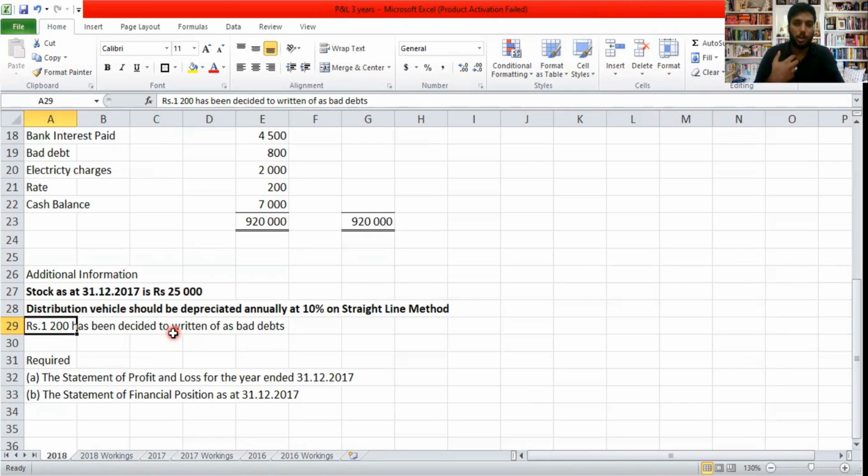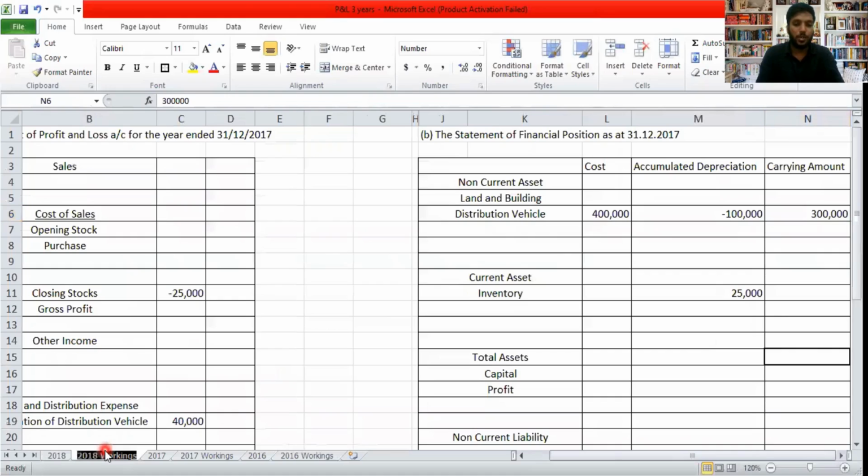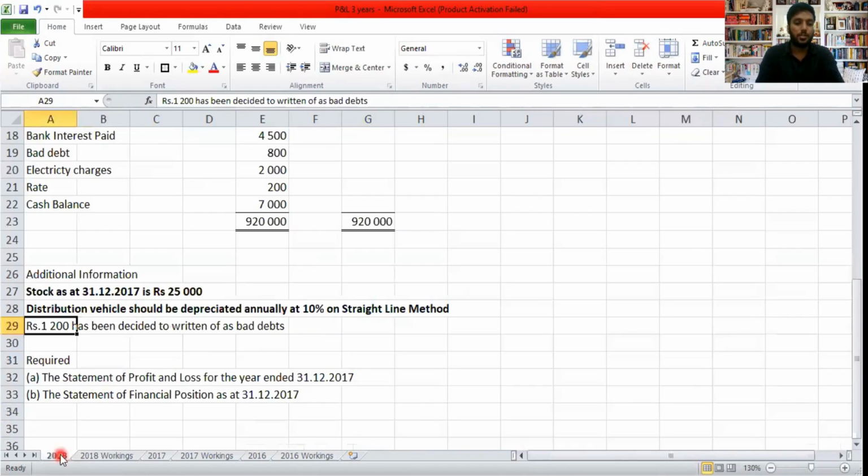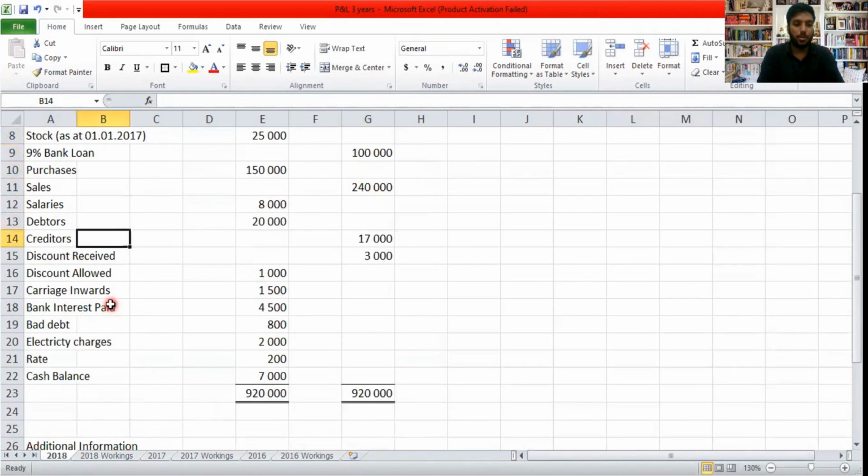So that money cannot be recovered, which means it is considered part of bad debt. So I'm going to consider this as bad debt. Where do I need to take it? I need to know this first of all. Do I need to first see if there are any bad debts given here? So how much bad debt have they given here?